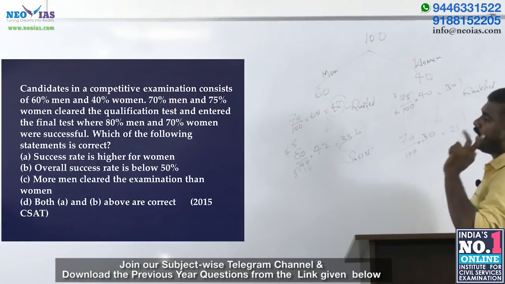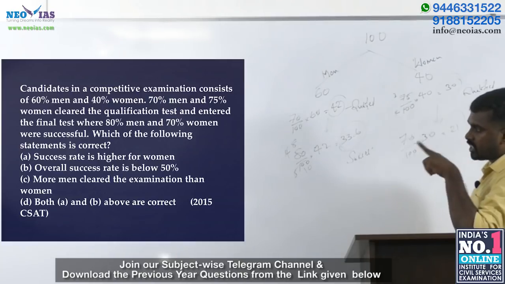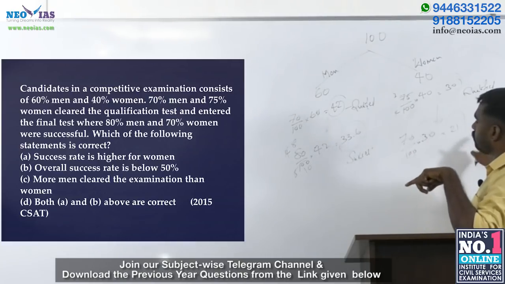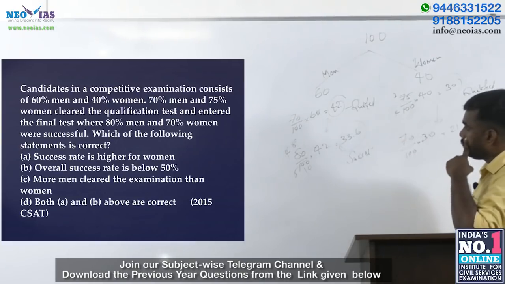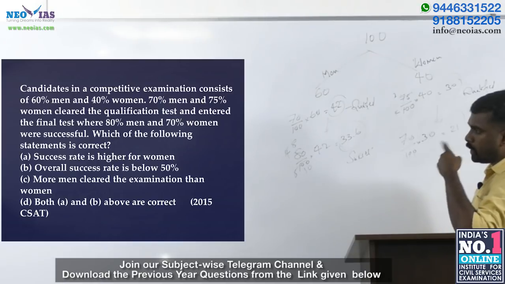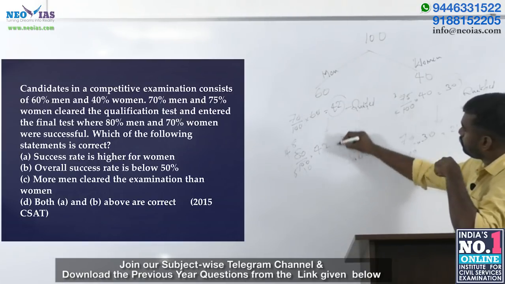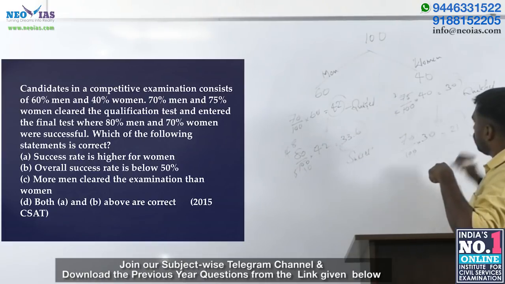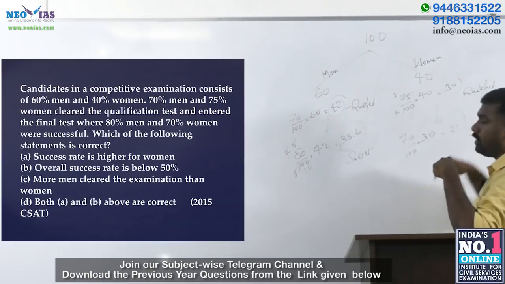Now, we need to infer the answer. Success rate is higher for women. No, it is higher for men. Right. 33.6 is there. Here only 21 is there. Overall success rate is below 50. We need to find out. We will see the next one. More men cleared the examination than women. This one is true, isn't it? More men cleared the exam than women.